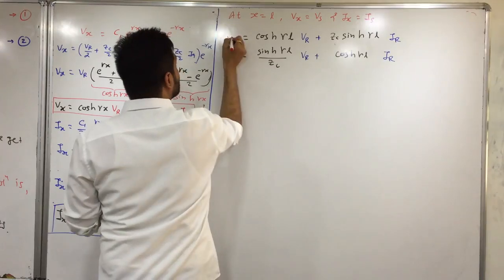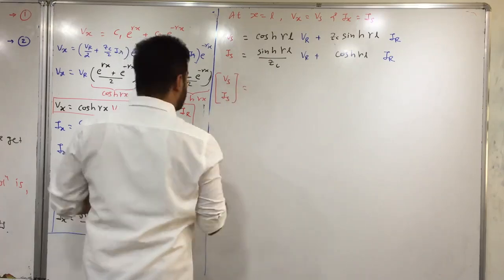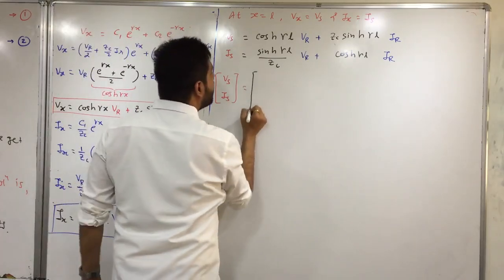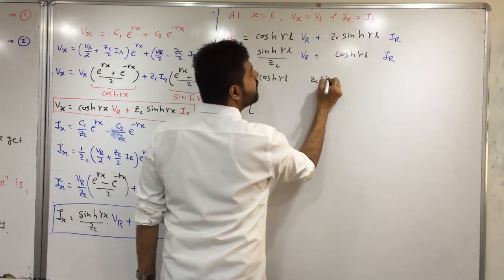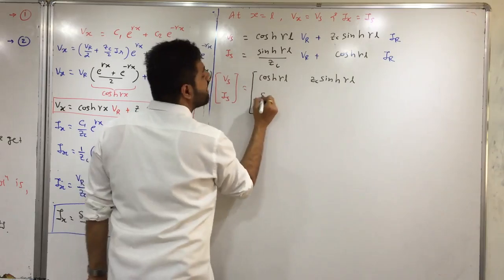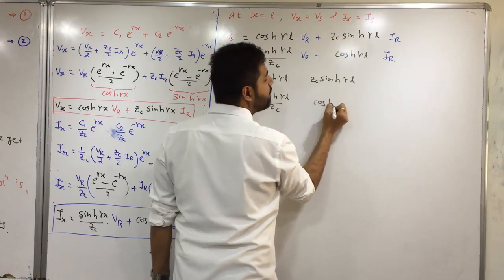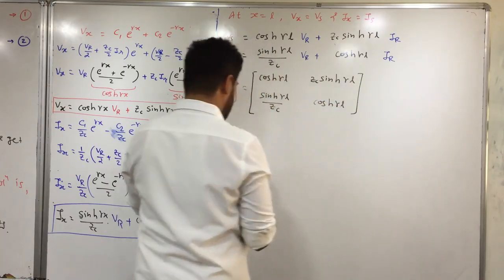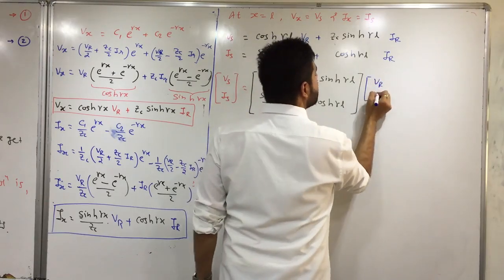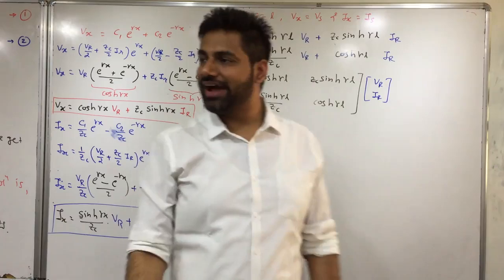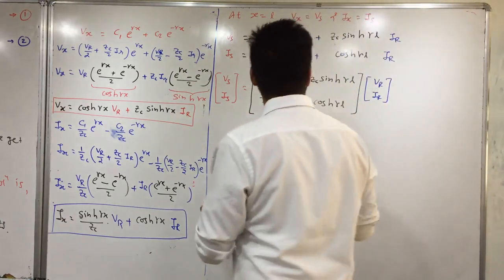Write Vs Is for this. So Vs Is is equal to the matrix: cosine of hyperbolic gamma L, ZC sin of hyperbolic gamma L, sin of hyperbolic gamma L divided by ZC, cosine of hyperbolic gamma L, into Vr Ir. Is it clear? Fine. So we got A, B, C, D parameters over here.